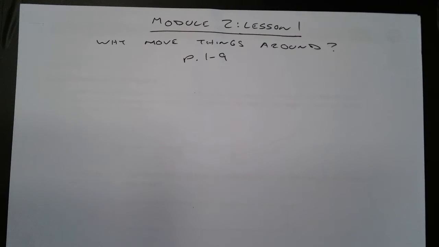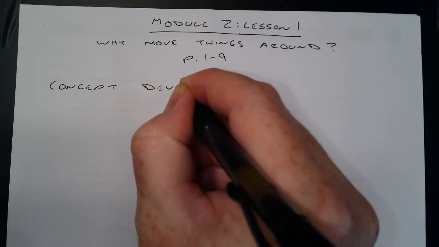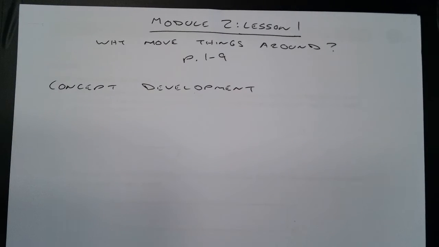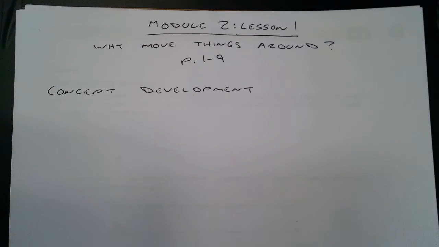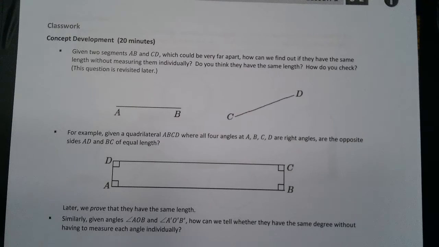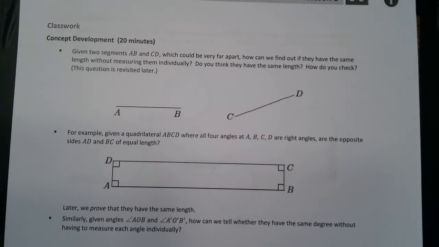So let's start with some concept development about moving things around, seeing how movements can change some figures and keep some things the same. So this is a page I have. You do not have this page, but this is what we're going to go through together. You can see the first one says, given two segments, AB and CD, which could be very far apart. We do not know how far AB and CD are away from each other. Perhaps these are two roads hundreds of miles apart. Perhaps it's two paths of satellites in space, very far apart.